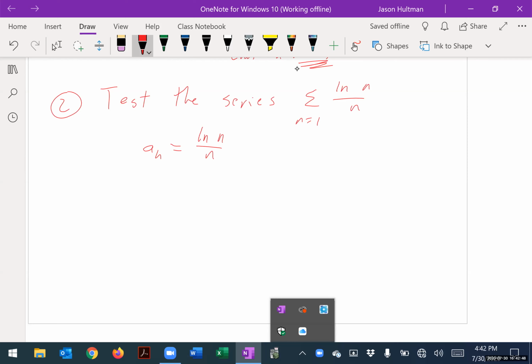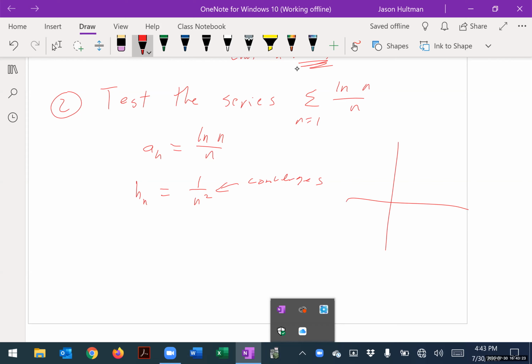Well, let's choose wrong first. How can we choose wrong first? Well, let's say that B sub n is equal to 1 over n squared. I want to compare it to 1 over n squared because I know that this guy's convergent, right? So we know B sub n converges. Nice.